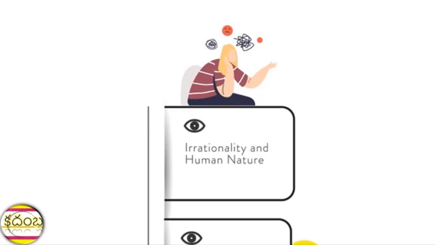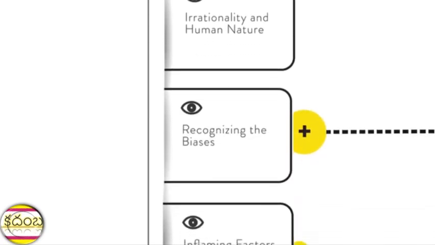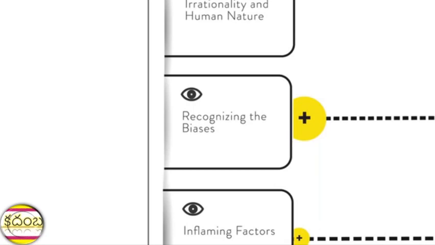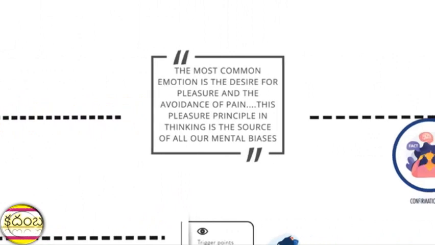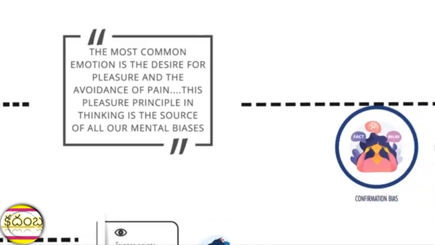Don't worry though, there are ways we can mitigate our inherently irrational minds. Step 1. Recognize and understand your biases. The most common emotion is the desire for pleasure and the avoidance of pain. This pleasure principle in thinking is the source of all our mental biases.